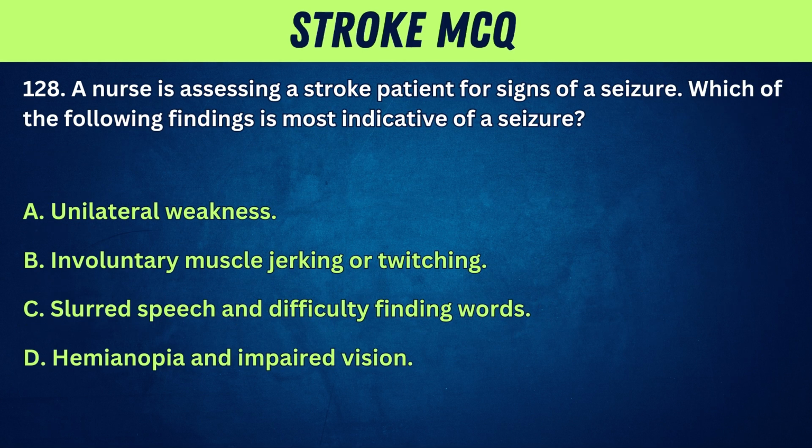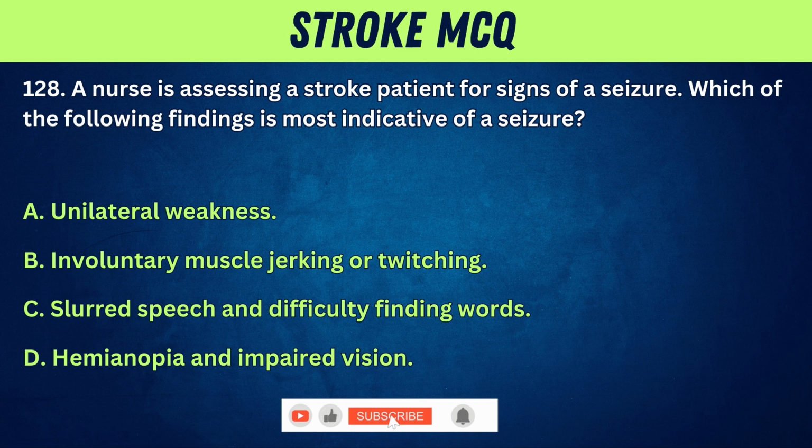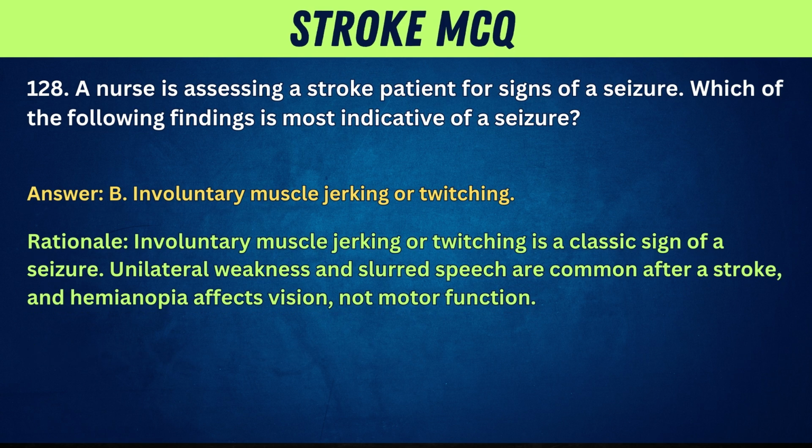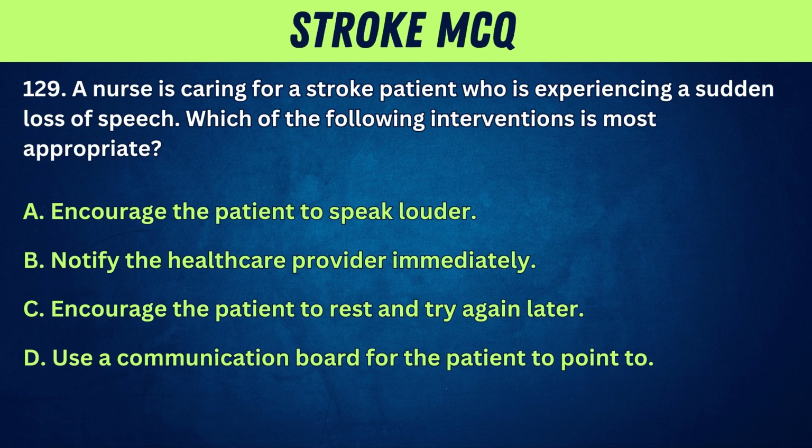128. A nurse is assessing a stroke patient for signs of a seizure. Which of the following findings is most indicative of a seizure? A. Unilateral weakness. B. Involuntary muscle jerking or twitching. C. Slurred speech and difficulty finding words. D. Hemianopia and impaired vision. Answer: B. Involuntary muscle jerking or twitching. Rationale: Involuntary muscle jerking or twitching is a classic sign of a seizure. Unilateral weakness and slurred speech are common after a stroke, and hemianopia affects vision, not motor function.